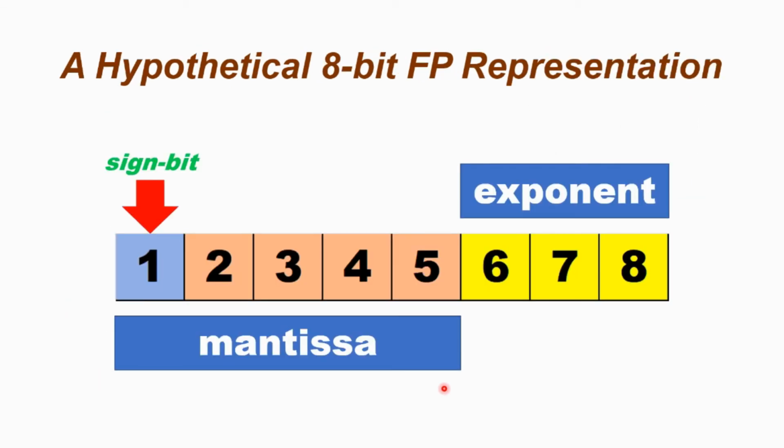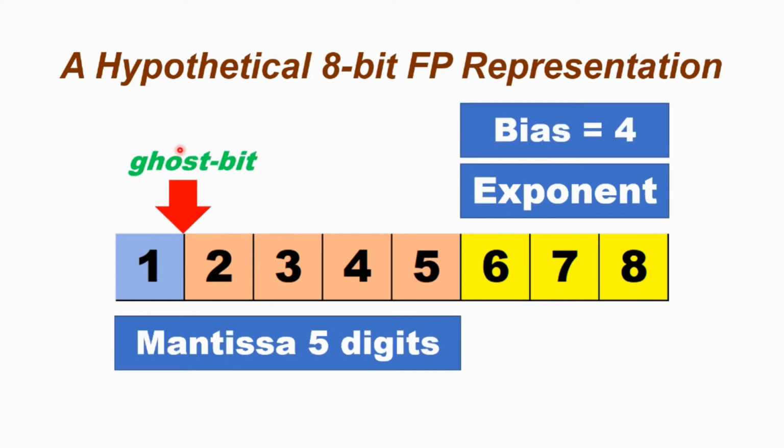Now let's look at a hypothetical 8-bit floating point representation just to understand how the entire floating point representations work. So we will assume that we are going to store a floating point number in 8 bits. So we will keep 1 bit for the sign of the mantissa. We will reserve 2, 3, 4, 5 for storing the mantissa, and we will store the exponent in 6, 7, and 8.